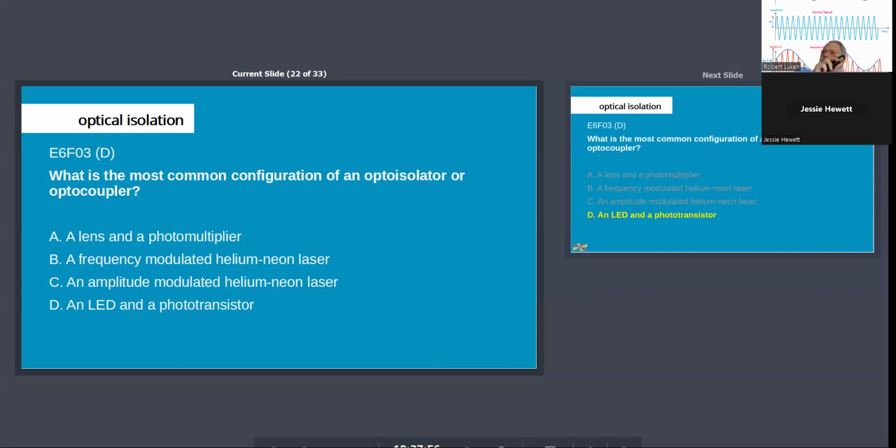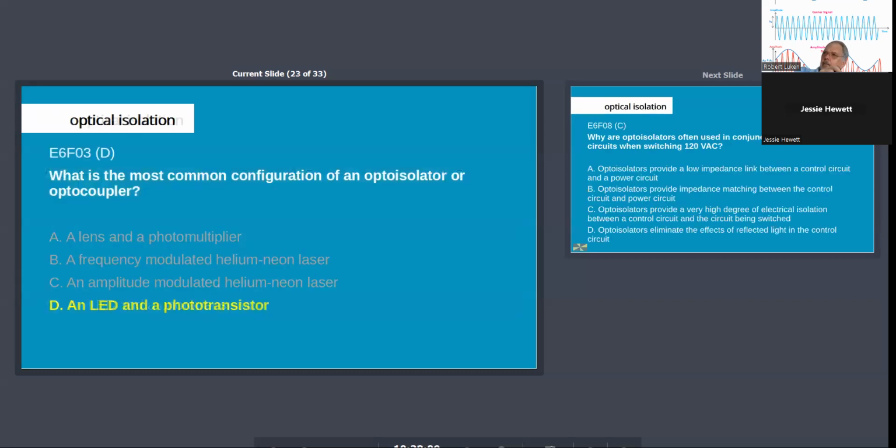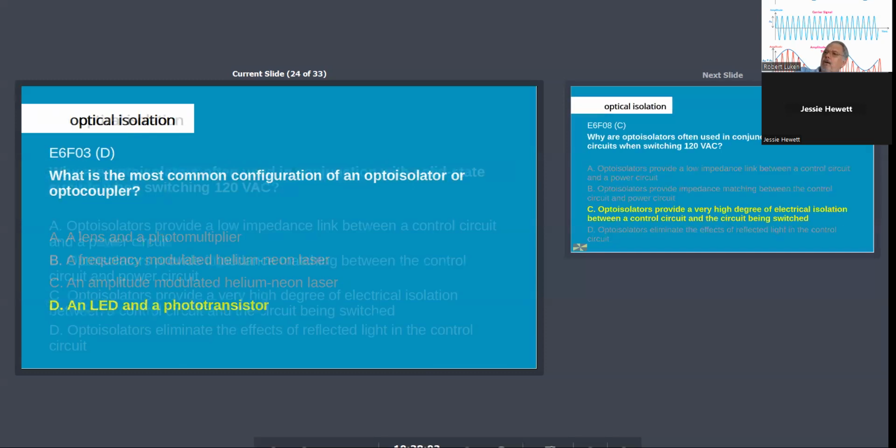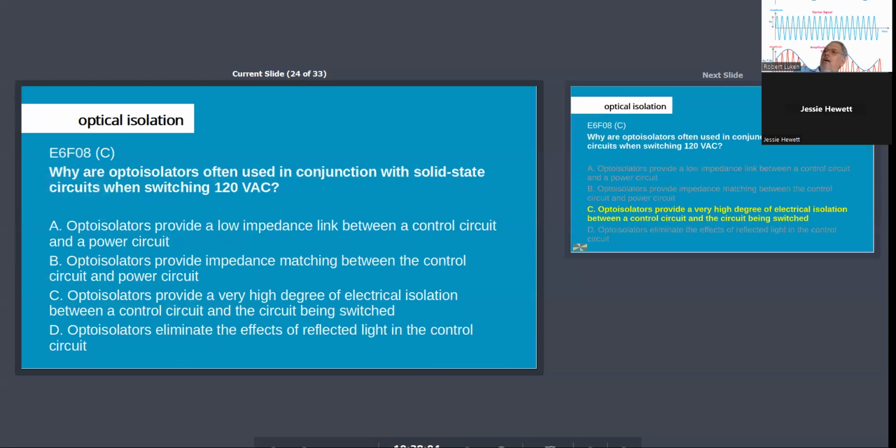I think HP calls them optocouplers. Why are they often used in conjunction with solid state circuits switching 120 volt AC? Let's see. I think isolation is right.